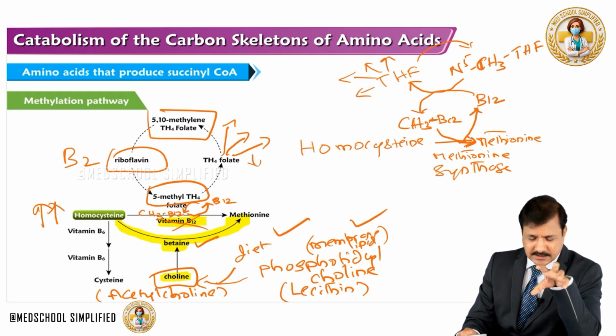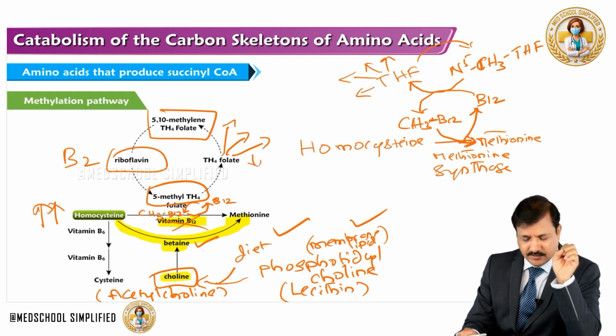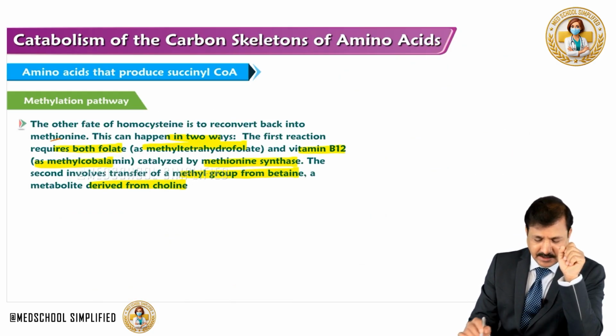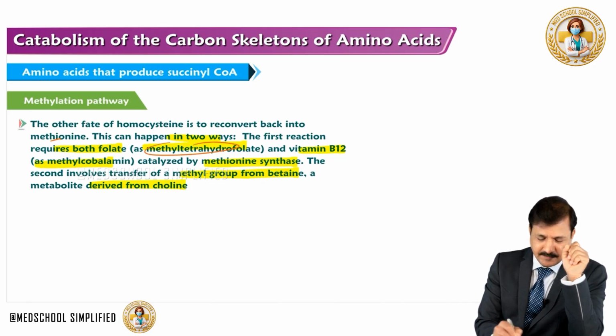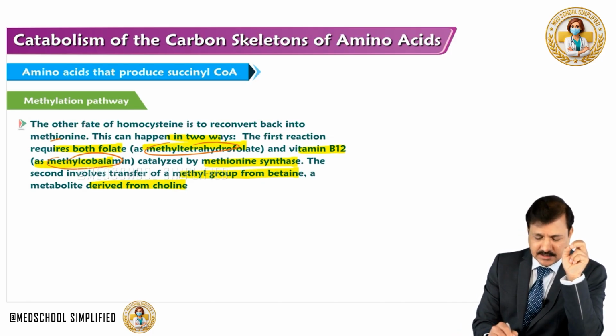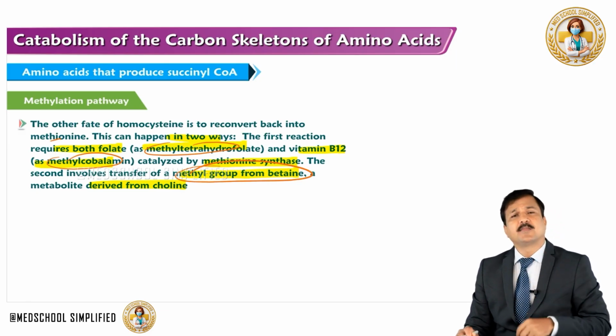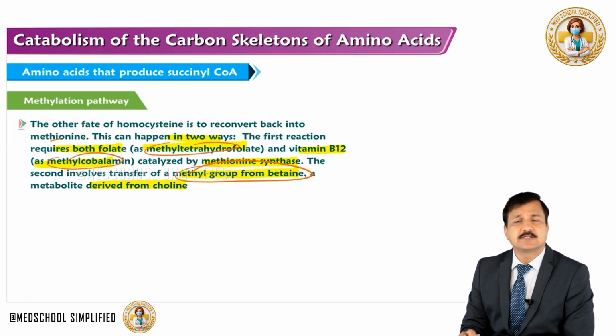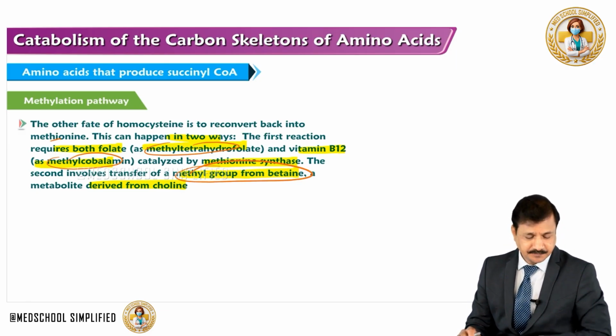Okay. So that's about how homocysteine is converted into methionine. There are two ways to do that, as I am explaining here. One way is using folate and methylcobalamin, methyl tetrahydrofolate and methylcobalamin, by methionine synthase. The other way is using the methyl group from betaine, that is coming from choline.